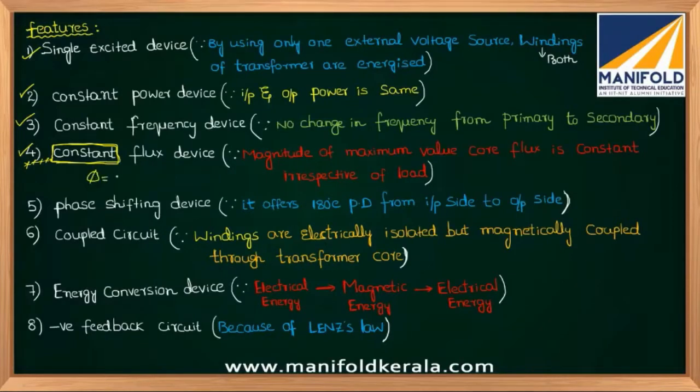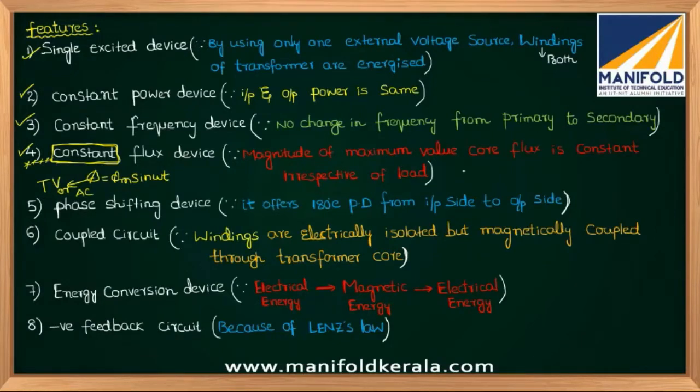I can write it like this: phi equals phi m sine omega t. Here phi is the flux, a time variant flux, nothing but AC flux only. Then tell me why I am calling it a constant flux device. Anybody tell me, what is the reason why I'm using this word constant? I think it is there in your bracket. I gave the explanation clearly in the bracket. Magnitude, very good, very good.